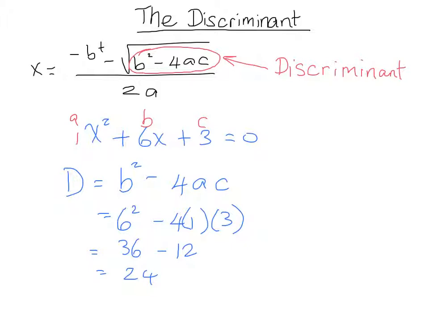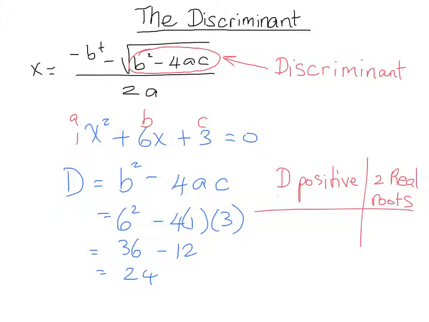So that tells us that if our discriminant is positive, let's write this down. So if d is positive, then we have two real solutions, otherwise known as roots. So if d is positive, we have two real roots.